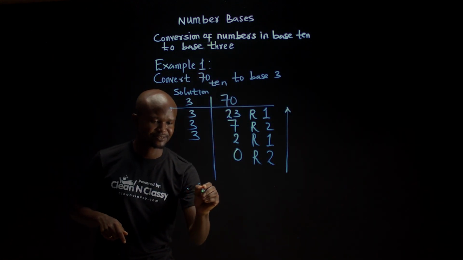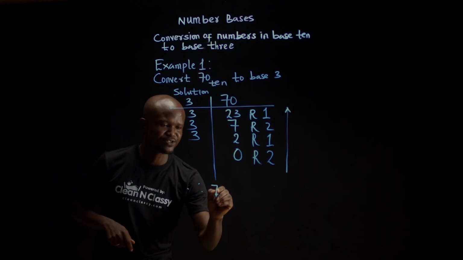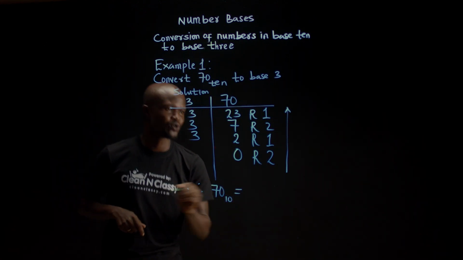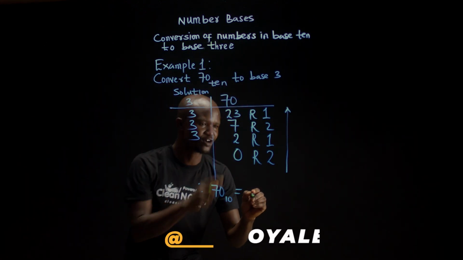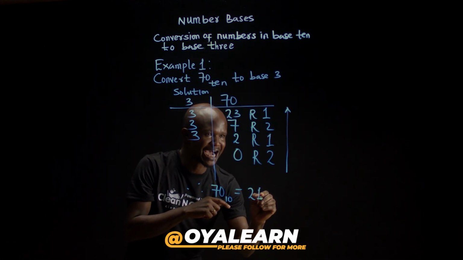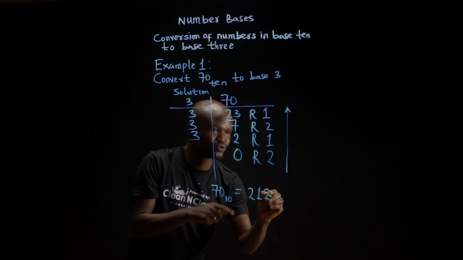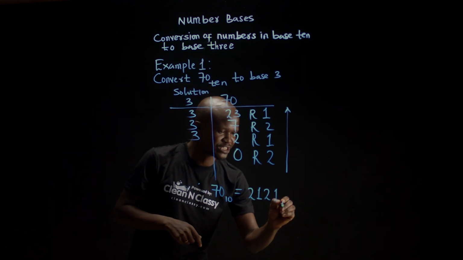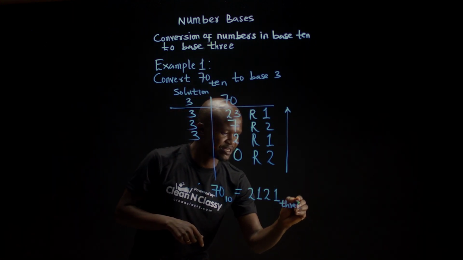So we say 70 base 10 is equal to what? From down, up, 2. The next number, which is what? 1. Then we write 2. Then 1. And we write the base, which is base 3. That is the solution to the problem.